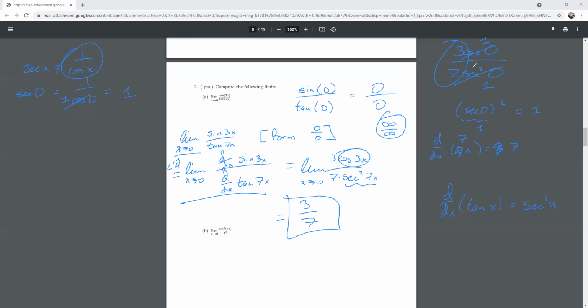So in our case, we found that it actually works out very nicely. When we plug it in, this turns to 1. This also turns to 1. And all we're left with is 3 over 7. That's our answer. And there we are.